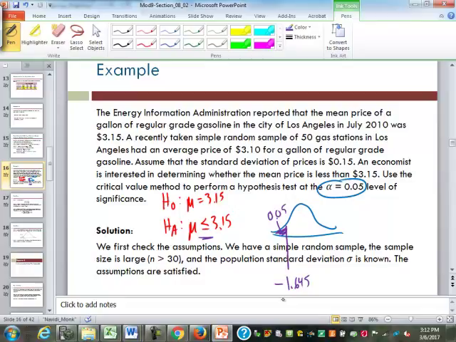Now we check the assumptions. This is a simple random sample, and we have our sample size. If the population is normally distributed, the sample size doesn't have to be greater than 30. We can't be sure of that, so we're going to make sure our sample is greater than 30.